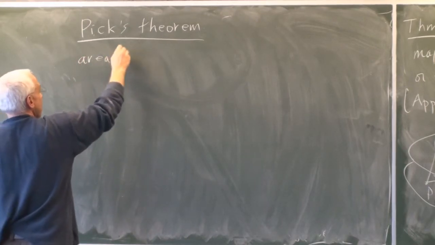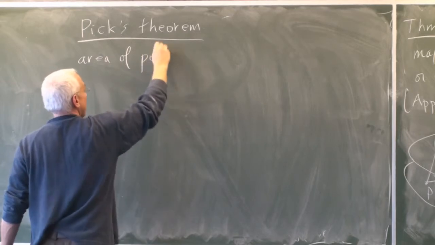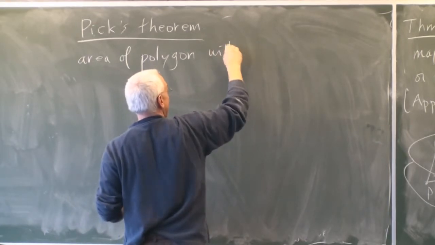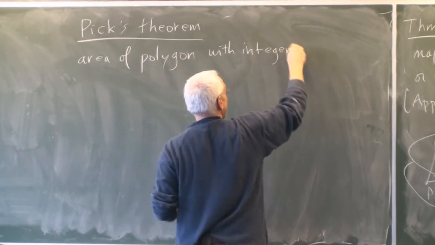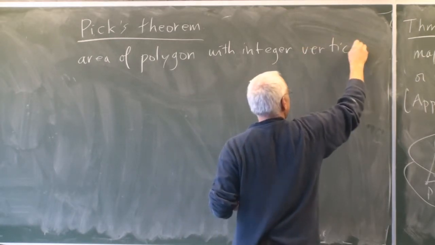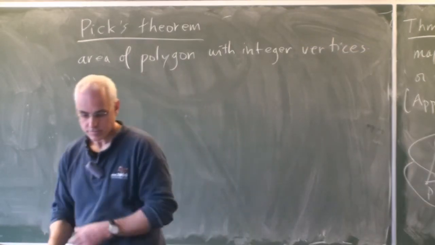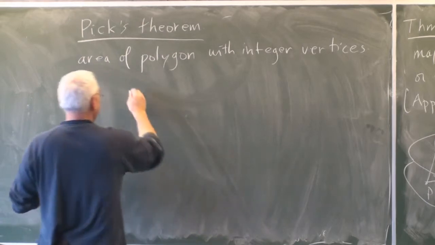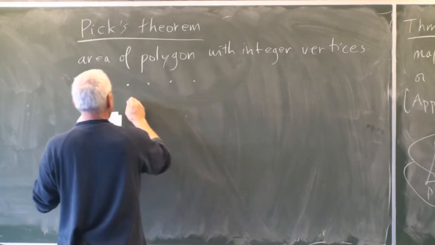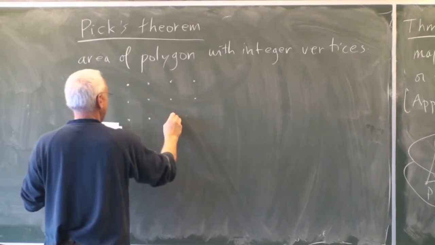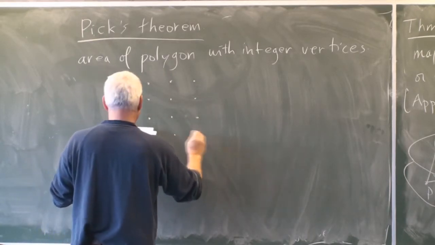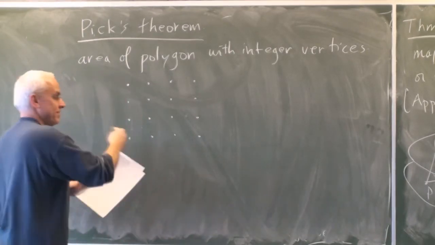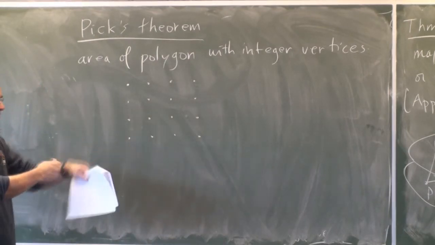Area of a polygon in the plane with integer vertices. So, for example, I have to create a little grid here. So let's create one, two. Okay, it's like the standard lattice in the plane. You can imagine they're each 1 unit apart.